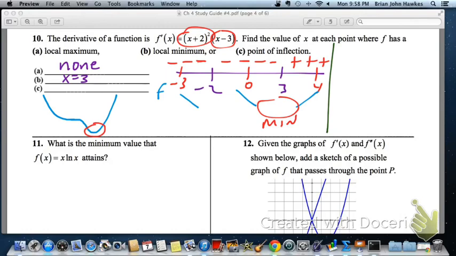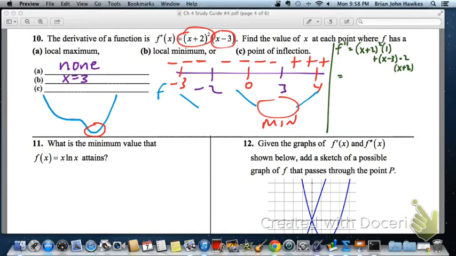So f prime, I'm going to keep it factored. F double prime is equal to, we have the first, x plus 2 squared, times the derivative of the second, that would be a 1, plus the second, which is x minus 3, times the derivative of the first. So the derivative of the first is 2 times the inside, x plus 2 to the first power, and then multiplied by the derivative of x plus 2, which is just 1.